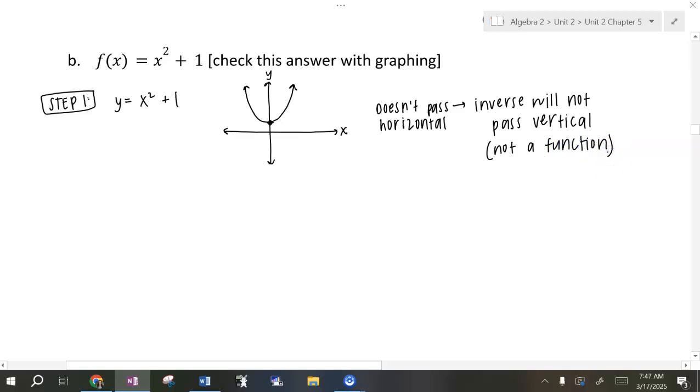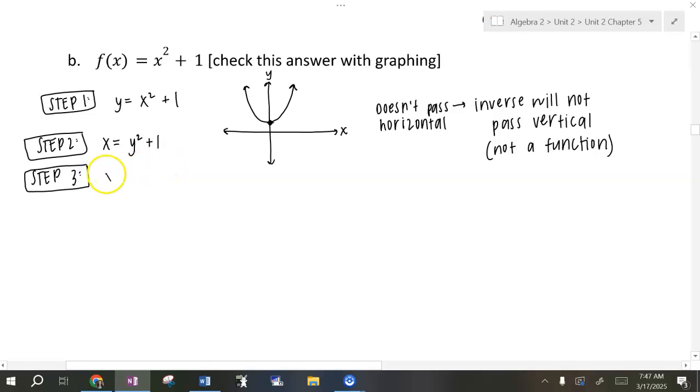Alright, but we can still find the inverse. It's just not going to be a function. It's going to be an inverse relation. So step 2, we'll switch our x and y. So it's going to say x equals y squared plus 1. And then step 3, we solve it for y.